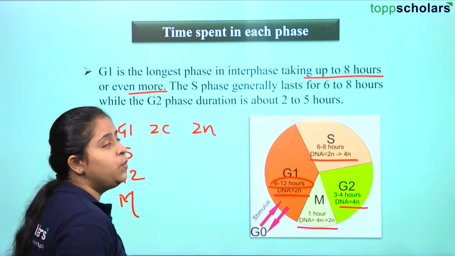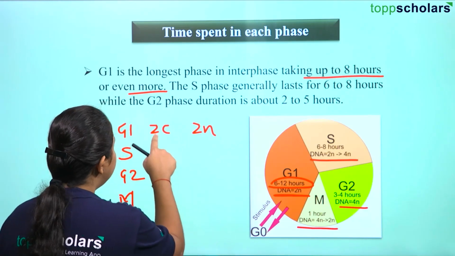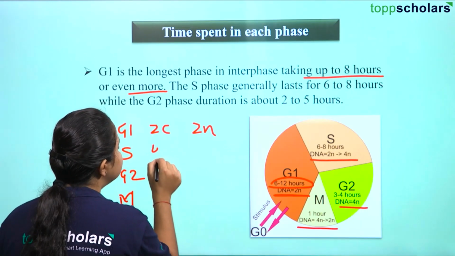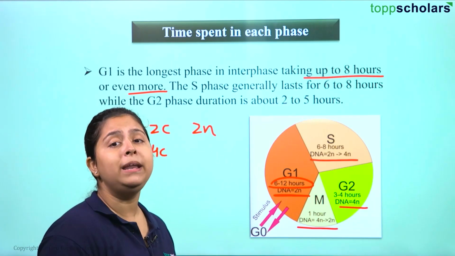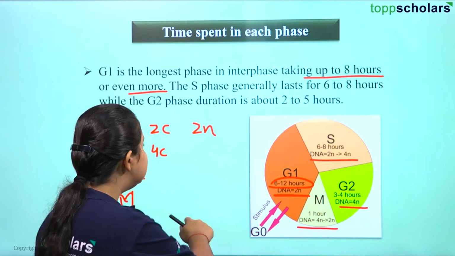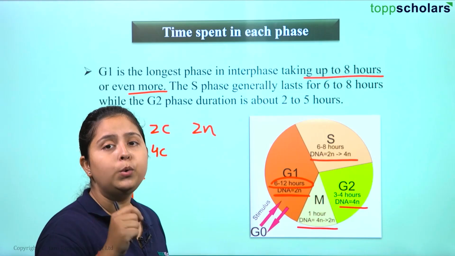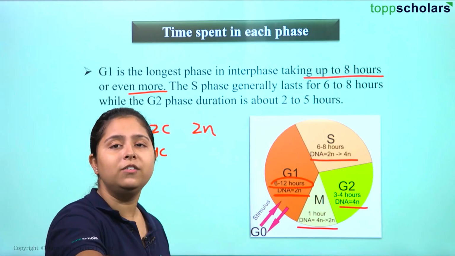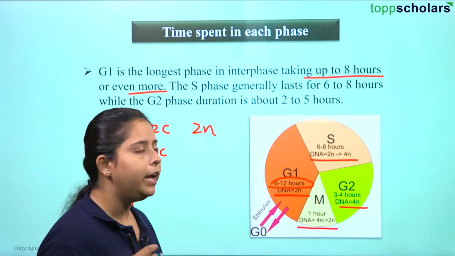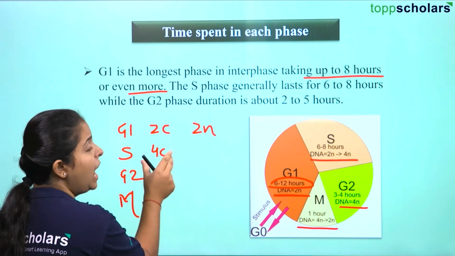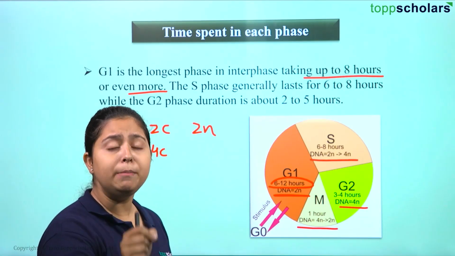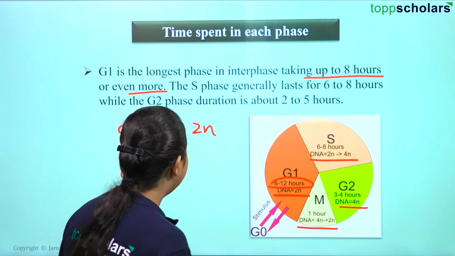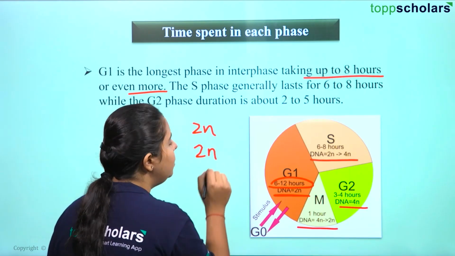In S phase, what will happen is our 2C will become 4C, which means in S phase we are duplicating or replicating the DNA. This is very important for you to understand what is going on in interphase and in M phase. Okay. So in S phase we have duplicated the DNA content, but the number of chromosomes remains the same. So here we have 2n only.